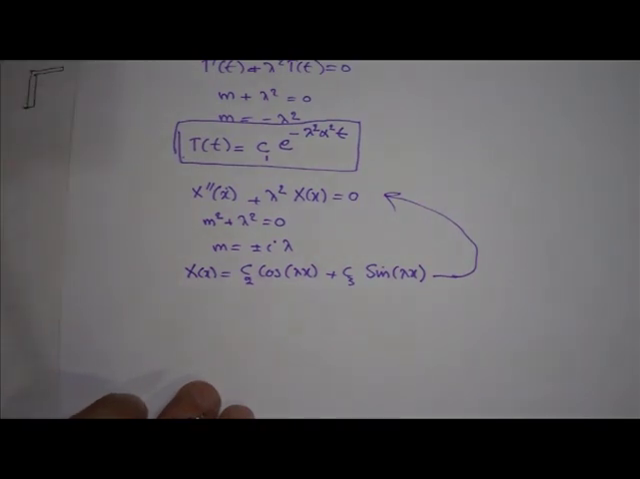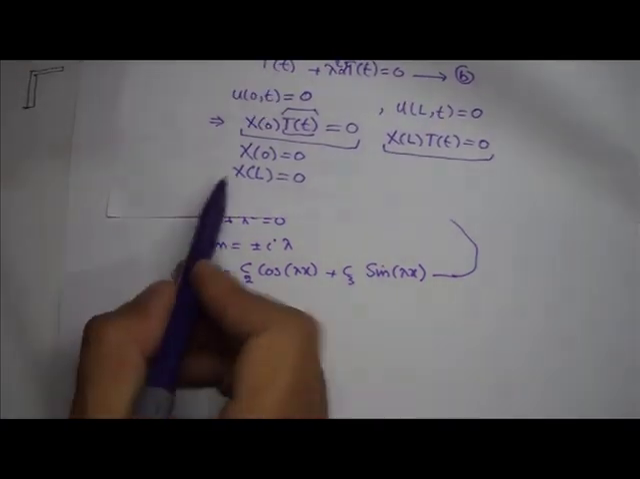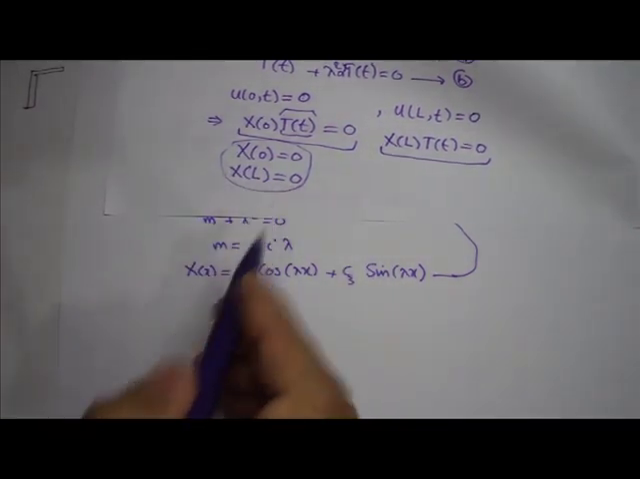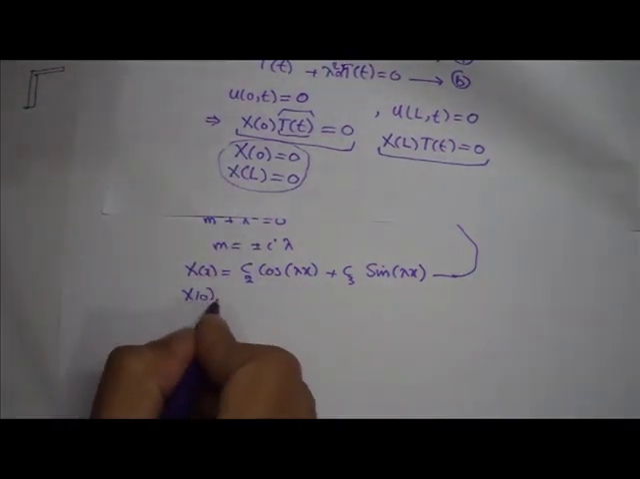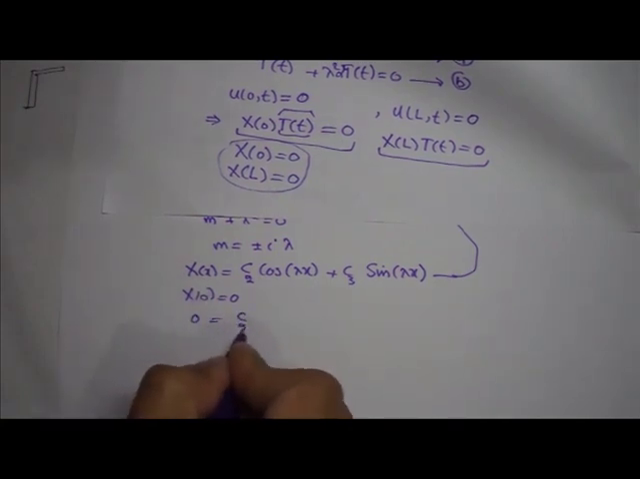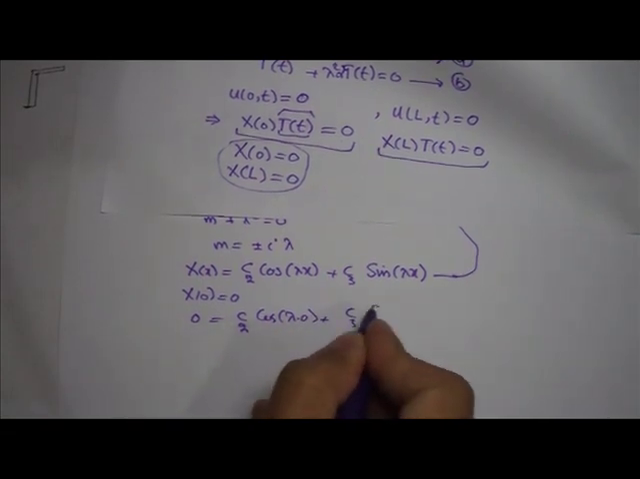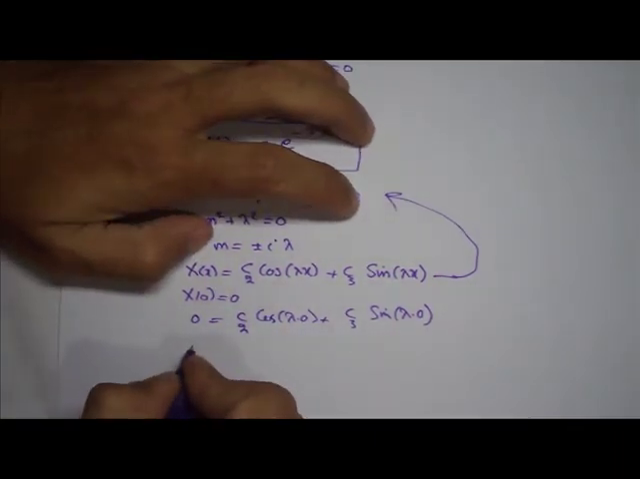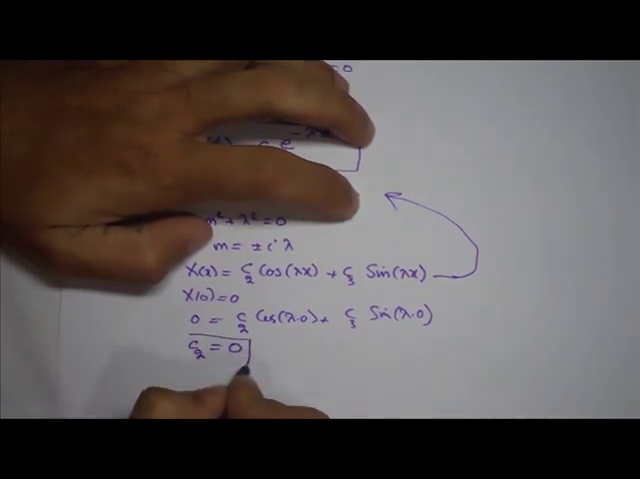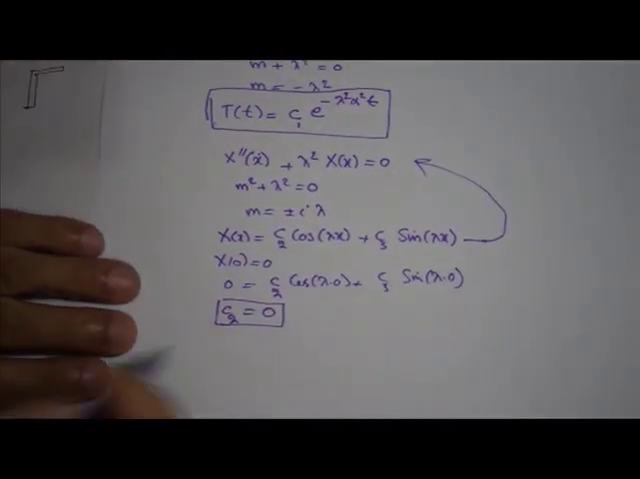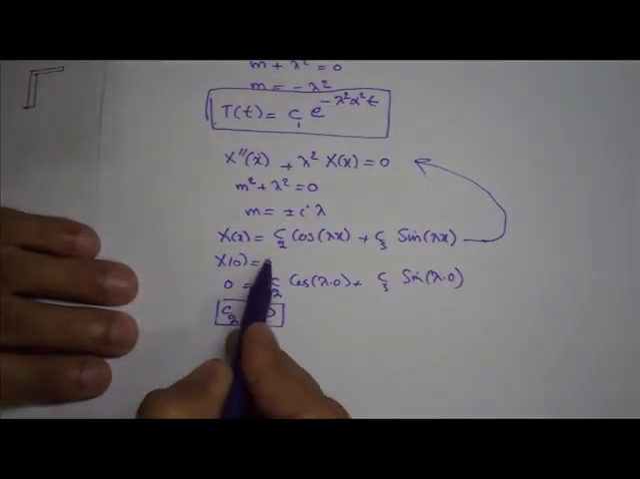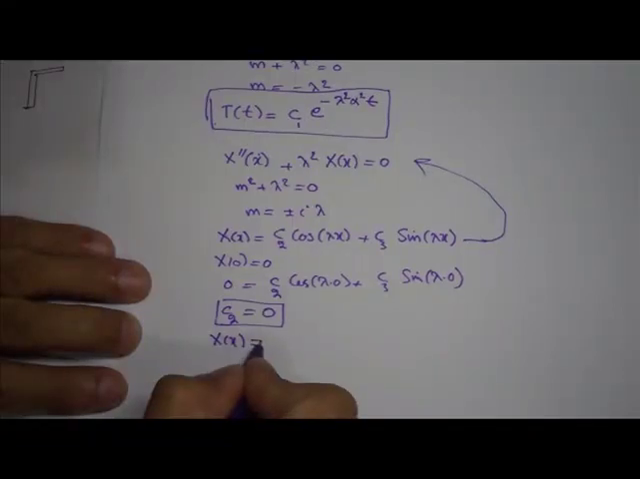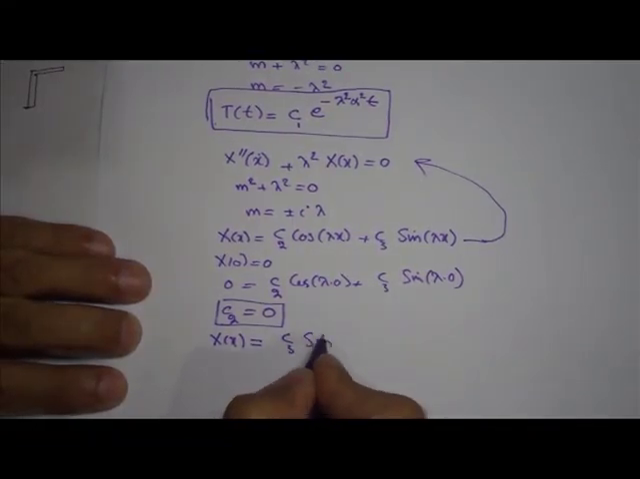Now this is a two parametric family of solutions. We will select those values of c2 and c3 for which these two quantities are satisfied. In short, this equation must also satisfy these boundary conditions. So in order to impose the first condition X of 0 is equal to 0, this implies that 0 is equal to c2 cos lambda into 0 plus c3 sin lambda into 0. So this means c2 is equal to 0. If we set c2 equal to 0, then this equation satisfies the first boundary condition, and the solution becomes X of x is equal to c3 sin of lambda x.